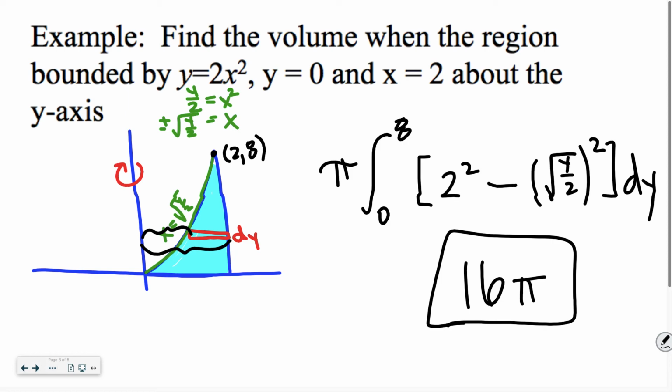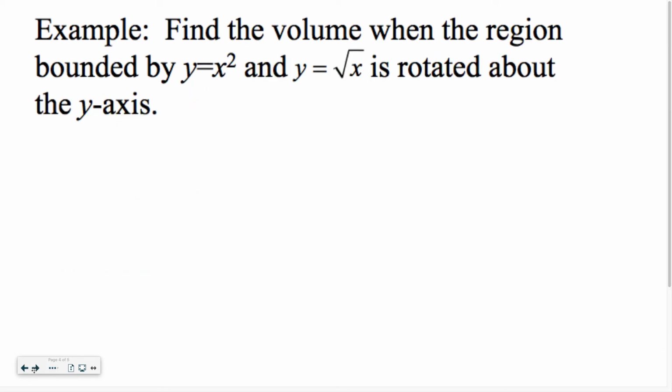Okay. Nothing different from yesterday. We're just doing it in terms of y because of that rectangle needing to be perpendicular to the axis of rotation. Okay. All right. Example number 2 of 3.